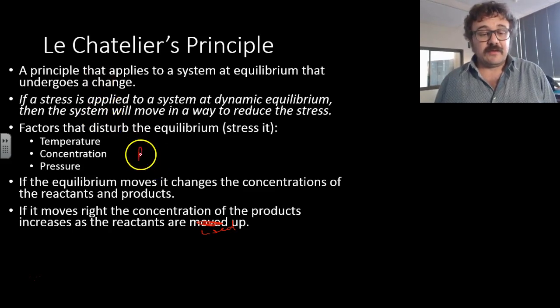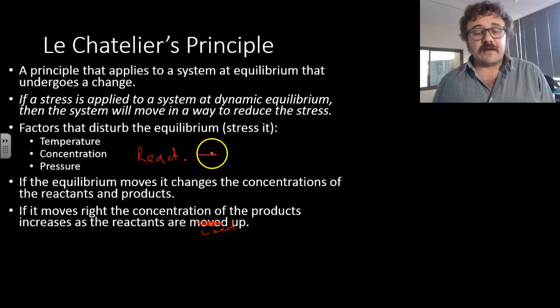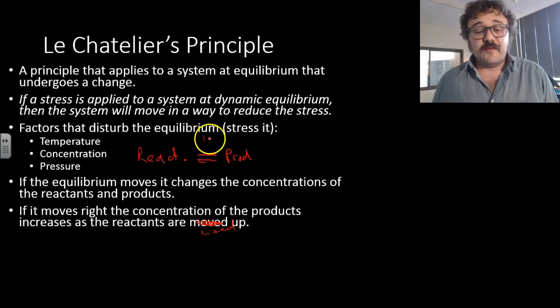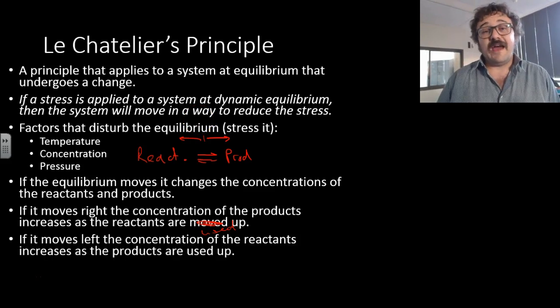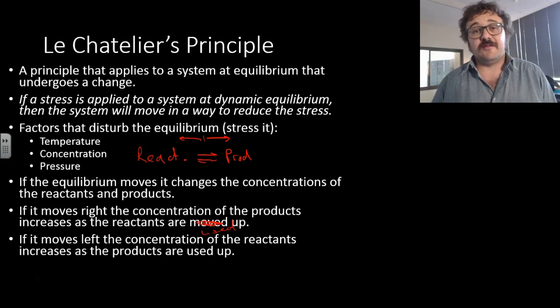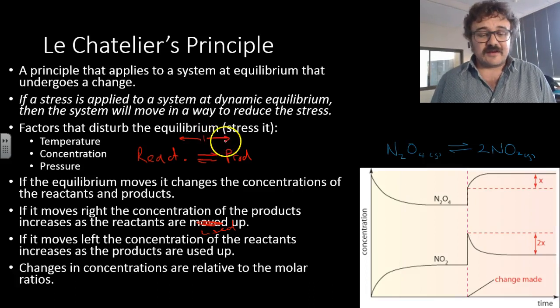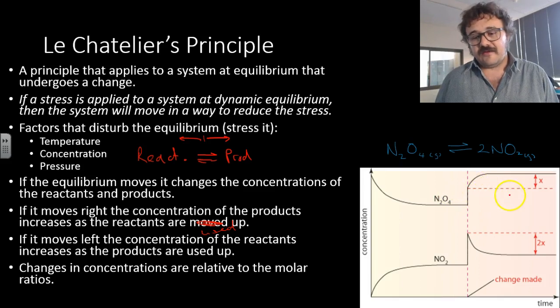So if we're over here with reactants, they go to products. Say we've got an even 50-50 split of each. If it moves to the right, that means the equilibrium will move this way and you'll have more products. If it moves to the left, you'll have more reactants. And as you get more products, it means more reactants are being used up. And as you get more reactants, if it moves to the left or in the reverse direction, more products are being used up. So the concentration will change, and it kind of looks like this. The changes in concentration are subject to molar ratios, so they're in proportion.